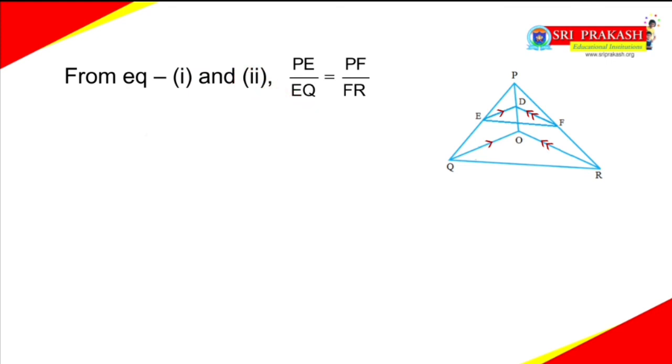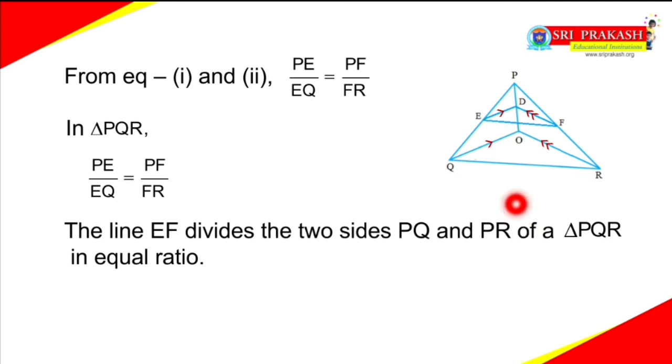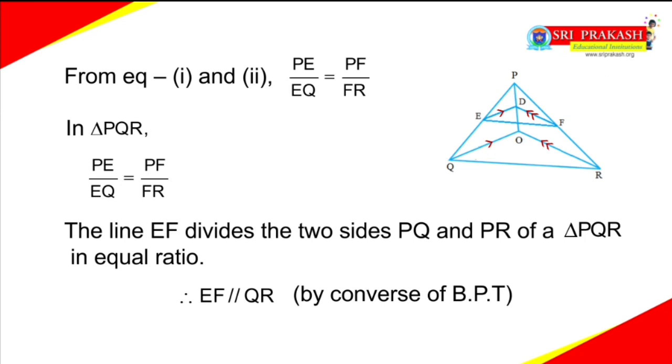Now, in triangle PQR, we have PE by EQ is equal to PF by FR. It means the line EF divides the two sides PQ and PR of triangle PQR in equal ratio. Therefore, the line EF is parallel to QR by the converse of BPT. Hence, it is proved.